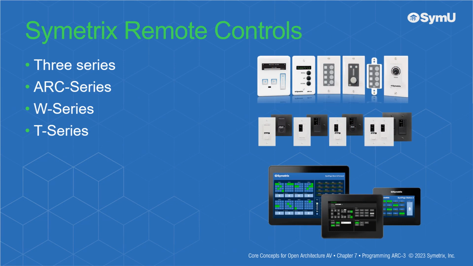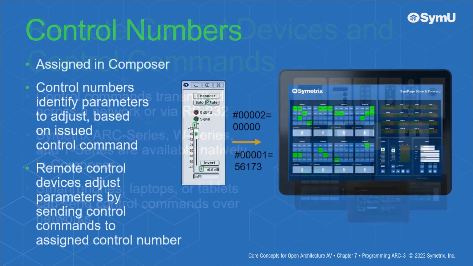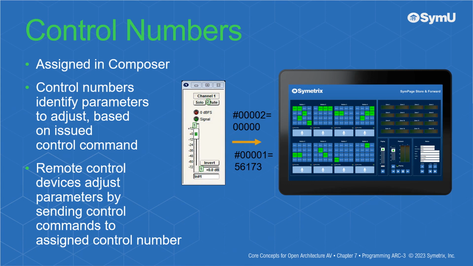Symetrix manufactures 3 different lines of remote control devices: the ARC series, the W series, and the T series of touchscreens. Any device, such as a smartphone, laptop, or iPad that has the ability to send control commands across a network or via RS-232, may be used as a remote control. Composer uses control numbers to identify which parameter to adjust, based on the control command issued by the remote control device.